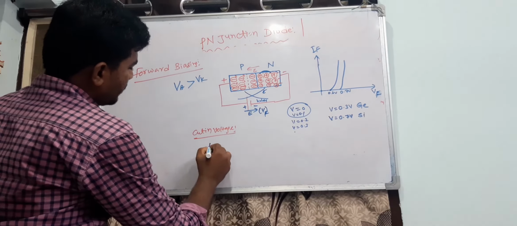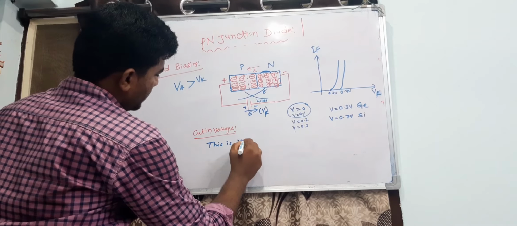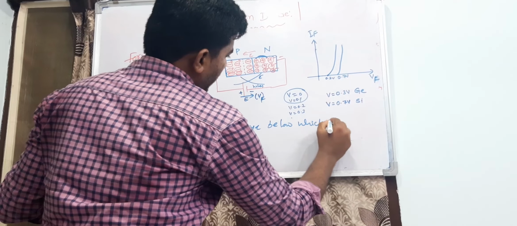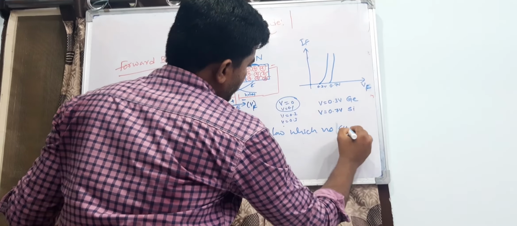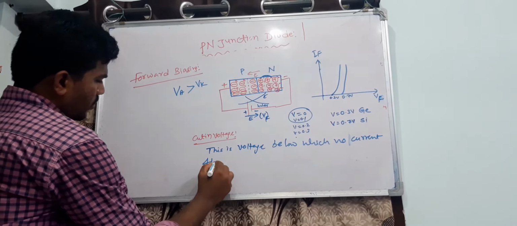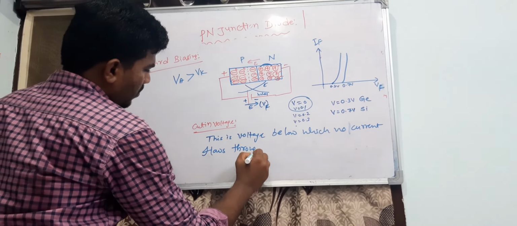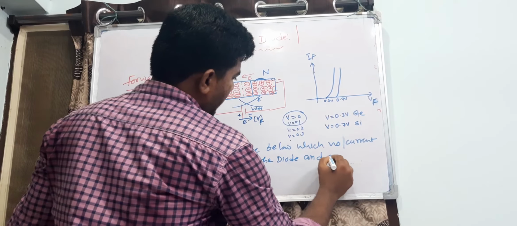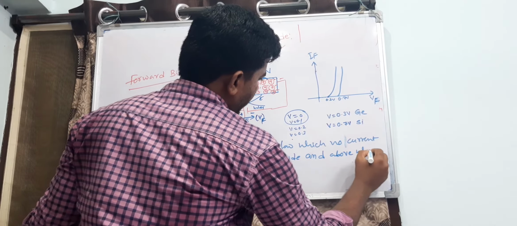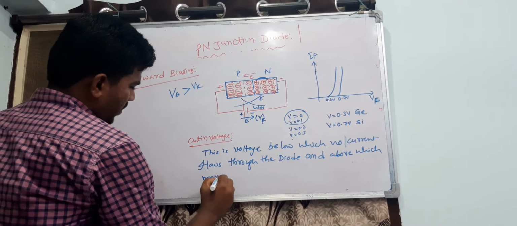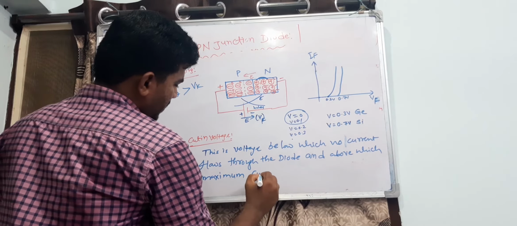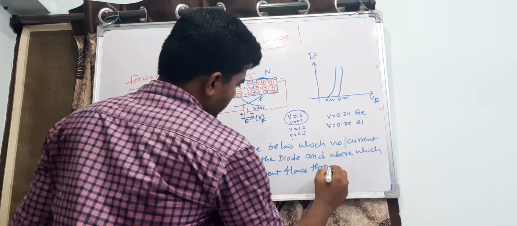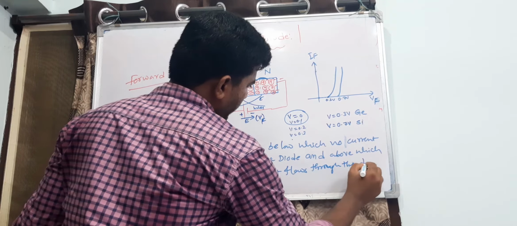This is the voltage below which no current flows through the diode, and above which maximum current flows through the diode.